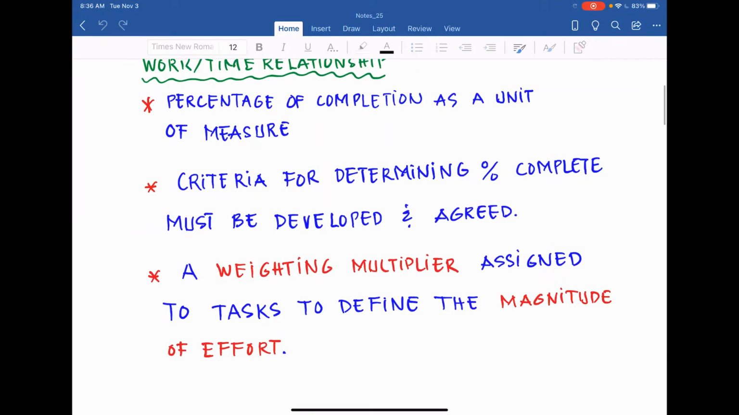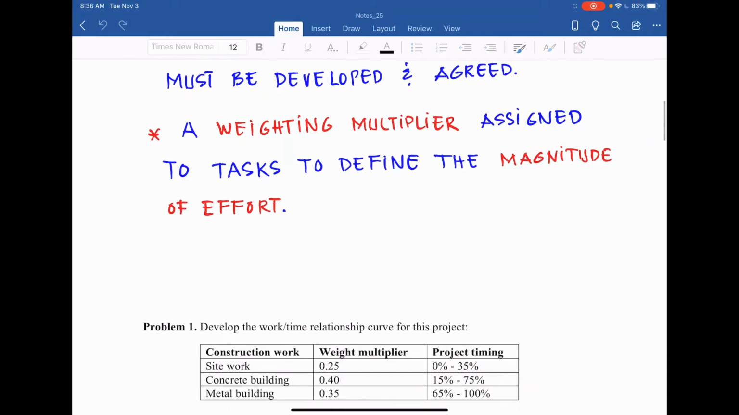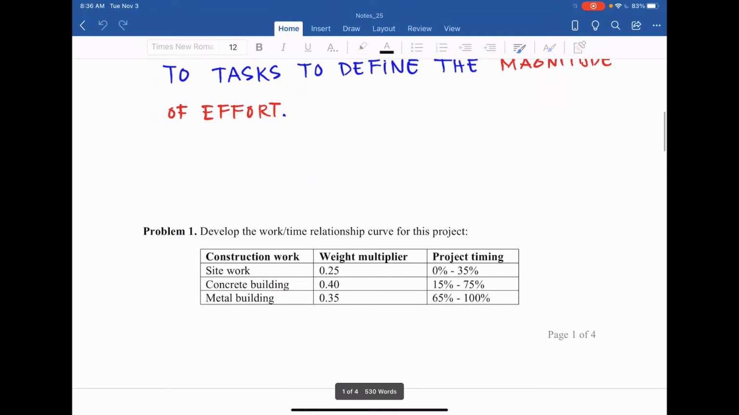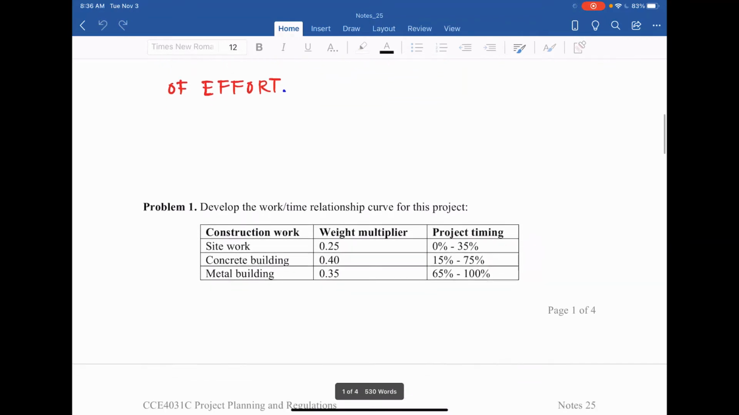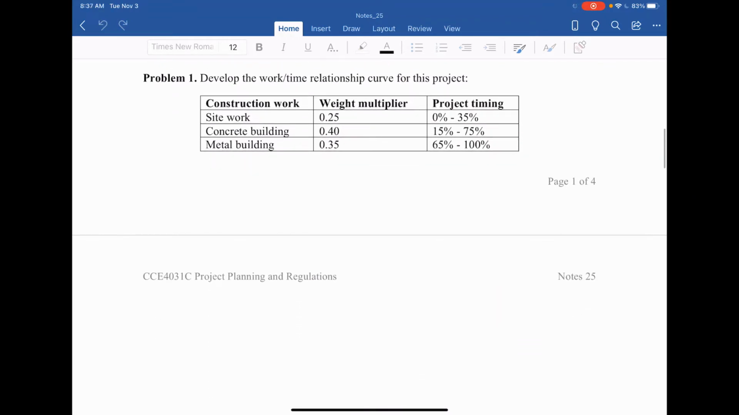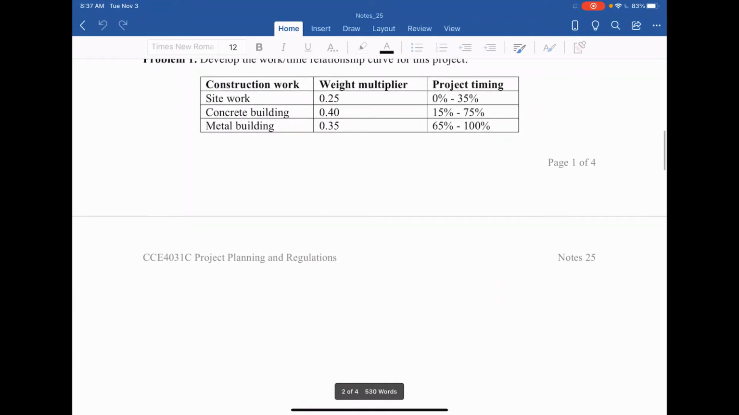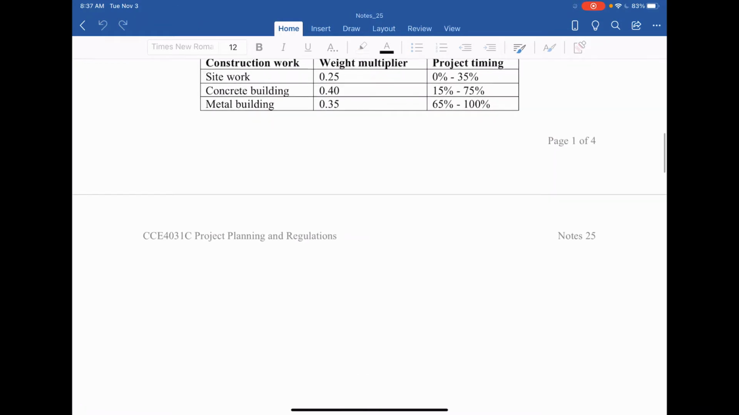As you can see here, just review: percentage of completion as a unit of measure, and we define the percent complete, and also a weighting multiplier already here in this problem to define the magnitude of the effort. So how do we develop the curve in this problem? Let's work with this problem here.